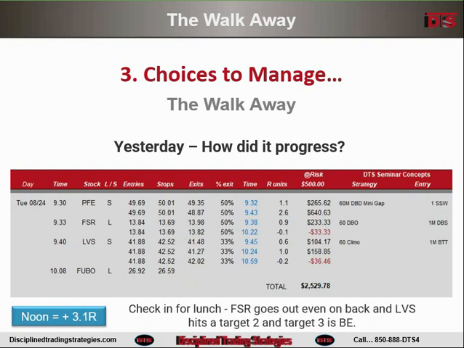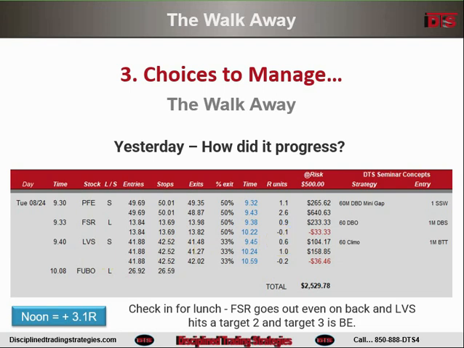Check in at noon. At noon, I had put stops on LVS. LVS hit a target, and actually I think I'm fudging a little bit here because I think I made some adjustments at 10:30 before I walked away finally. But I took a second target on LVS, which was a 1R target, and then I put the final trail on LVS somewhere where it went out while I walked away. FSR, the back part of it, ended up trailing out at break even.